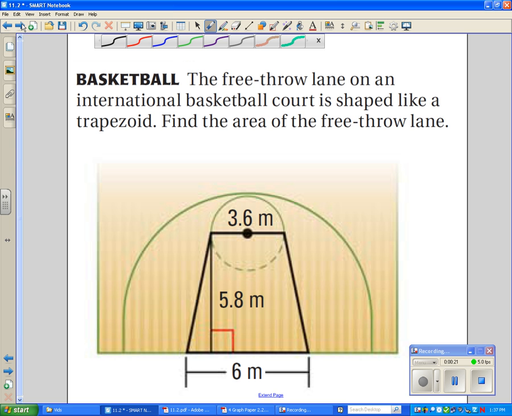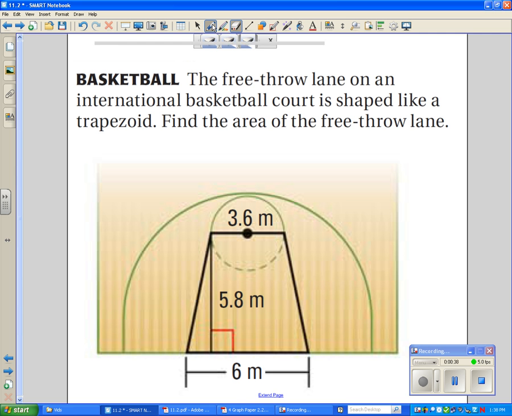Let's go ahead and use it. The free throw lane on an international basketball court is shaped like a trapezoid, as you see in this picture. Go ahead and draw the picture down, and let's find the area of the free throw lane. Free throw lane being what we would call the paint in basketball. Let's go ahead and erase that.